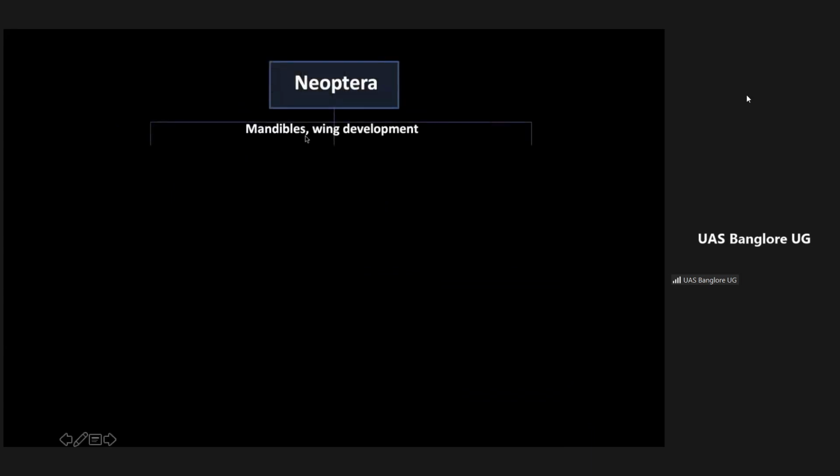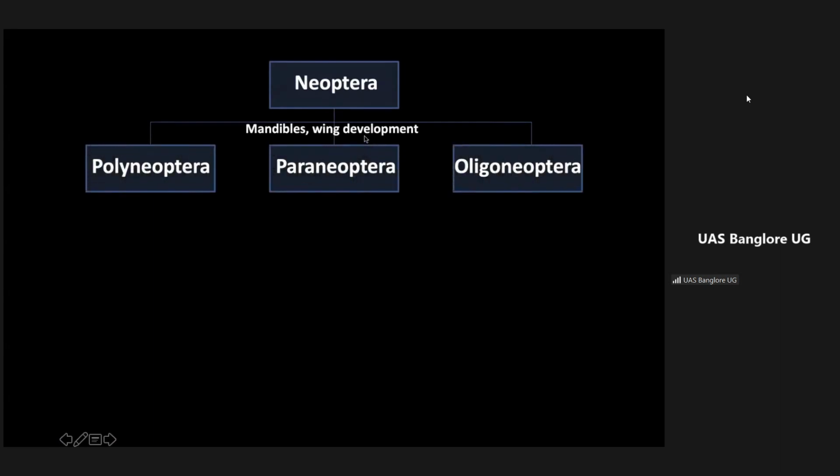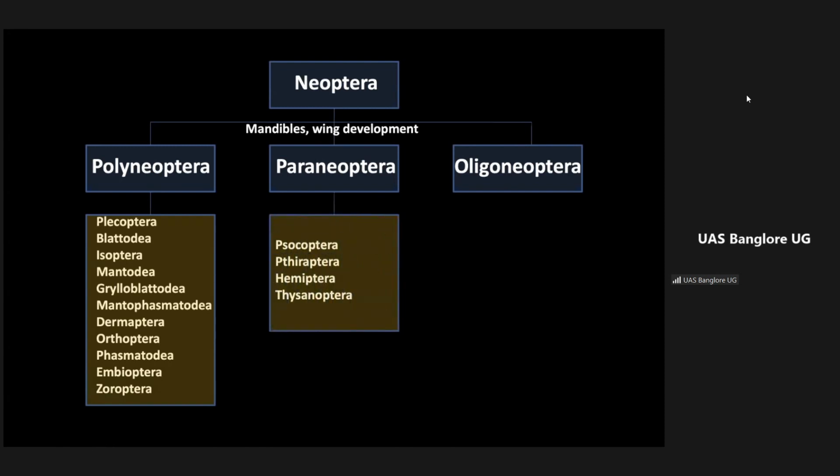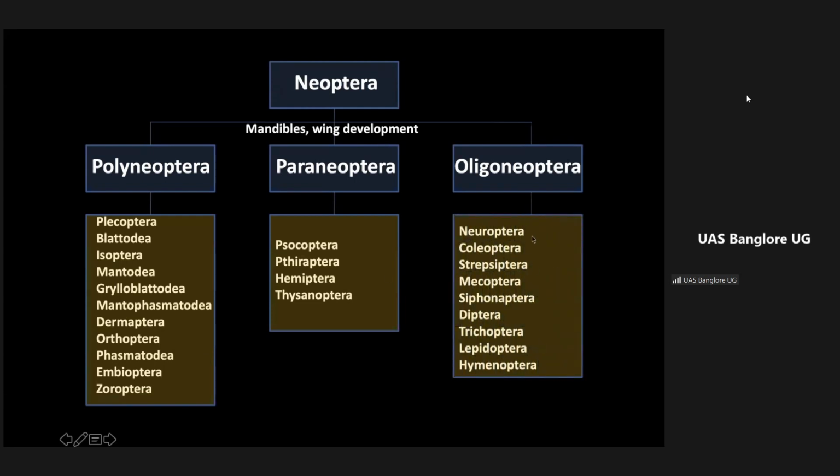We group them based on the mandibles and wing development. So again, we have Polyneoptera, where poly means many, Paraneoptera, where para means half, and Oligoneoptera. They are very, very specific. All of these are insect orders: Plecoptera, Blattodea, Isoptera, Mantodea. All of them come under Polyneoptera, many. Para means few, or half. Oligoneoptera have a lot of modifications. I'll get into this later.